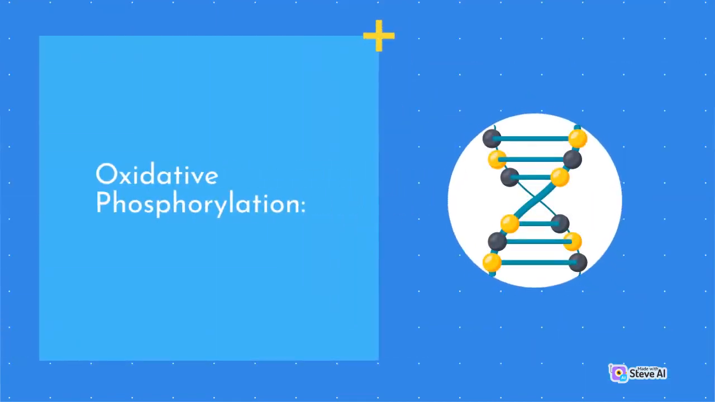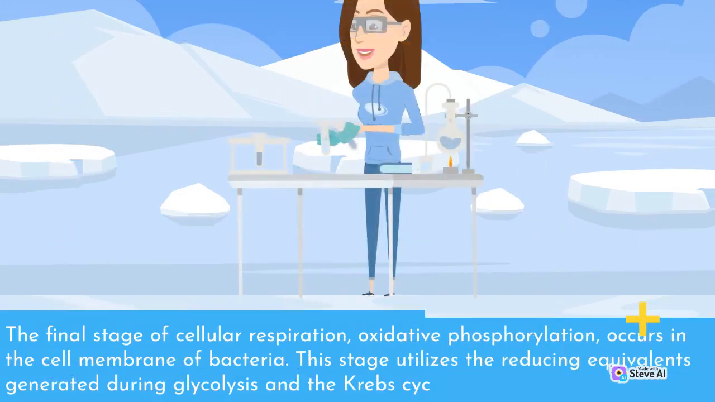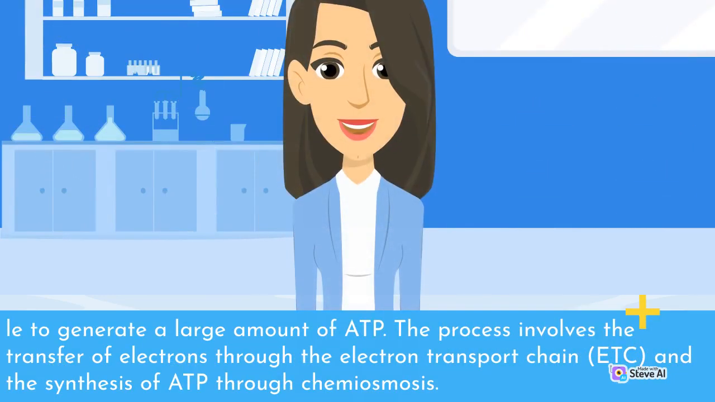Oxidative phosphorylation. The final stage of cellular respiration, oxidative phosphorylation, occurs in the cell membrane of bacteria. This stage utilizes the reducing equivalents generated during glycolysis and the Krebs cycle to generate a large amount of ATP. The process involves the transfer of electrons through the electron transport chain, ETC, and the synthesis of ATP through chemiosmosis.